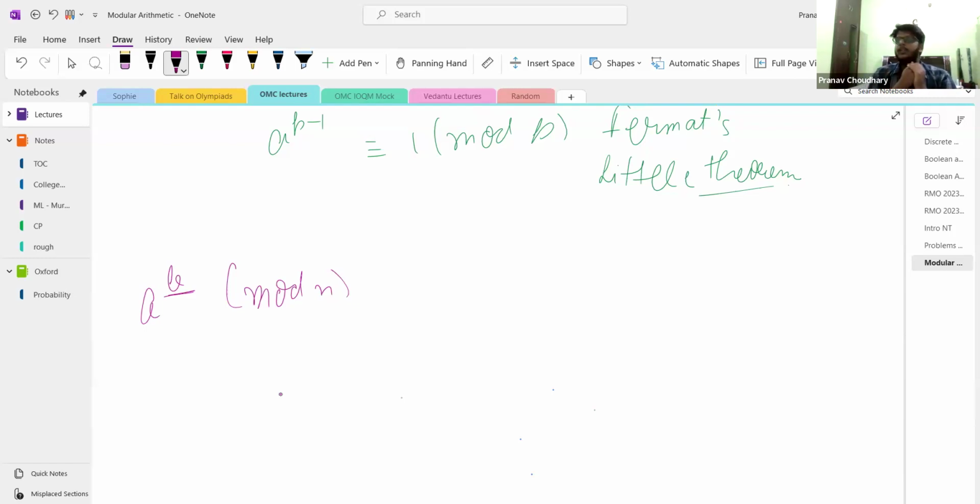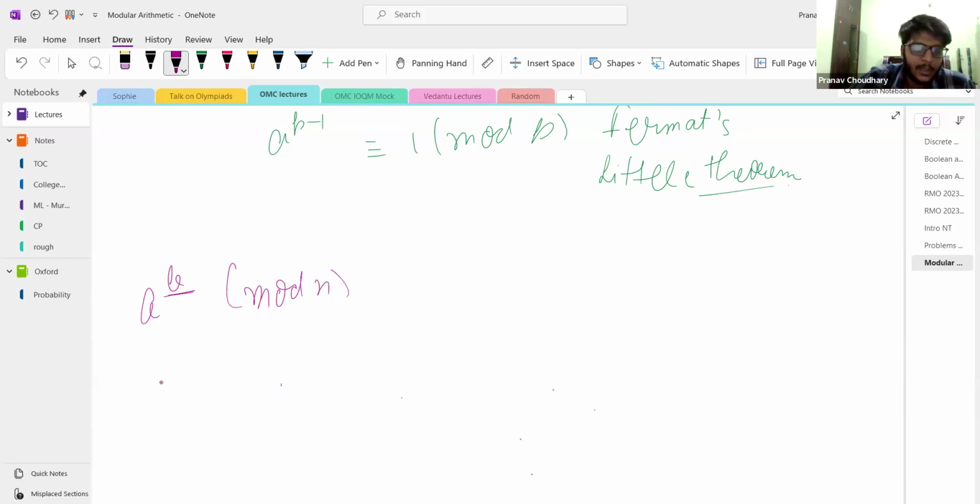And in general, you will see in problems that bases and exponents work almost independently, at least for primes. Like if this was a to the power b mod p, the base and exponent will work independently. But why is that? I'm just telling you, so you assume it. But how? Okay, see.